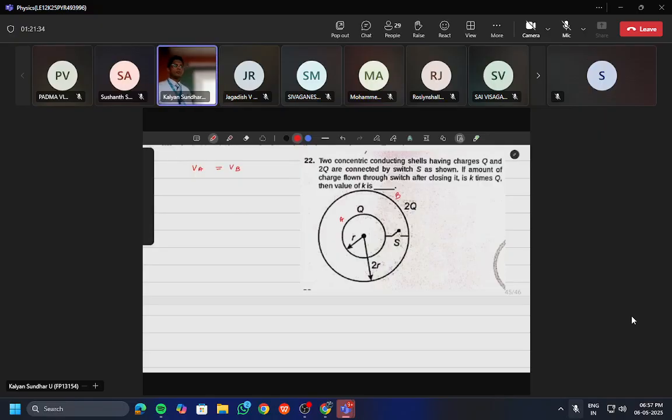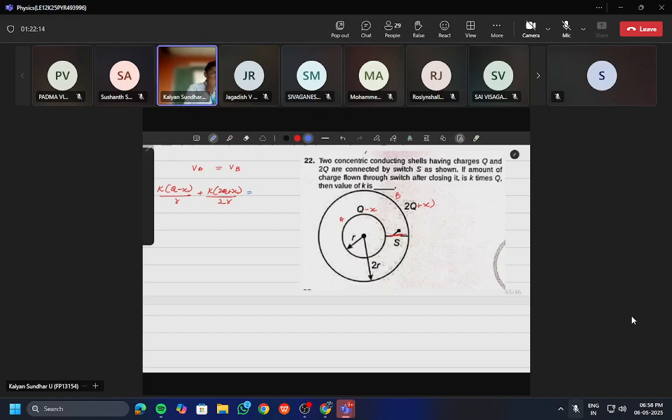After closing it, potential has become equal. Now potential at A will be equal to what? This plus the potential due to the B shell. After switching, what happens? From here Q minus X has gone, and here it became Q plus X, when I am just closing the switch. Now the potential at A will be K into Q minus X divided by R plus K into 2Q plus X divided by 2R.